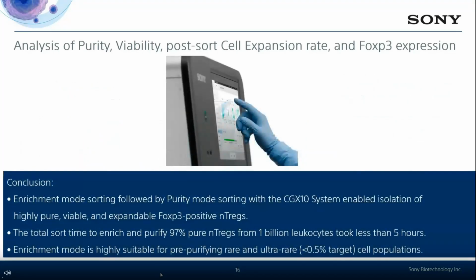So in conclusion, an enrichment mode sort followed by a purity mode sort enabled isolation of highly pure, highly viable, expandable, and FOXP3 positive naive Tregs. The total time to enrich and purify 1 billion starting leukocytes took less than 5 hours. And we find that enrichment mode is highly suitable for pre-purifying rare and ultra-rare target cell populations.